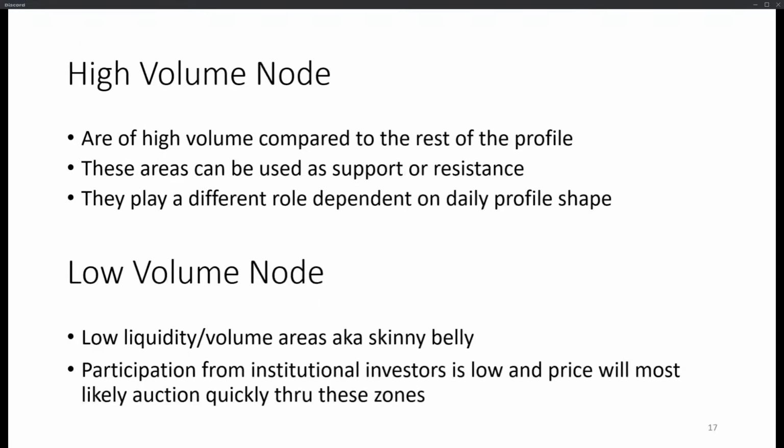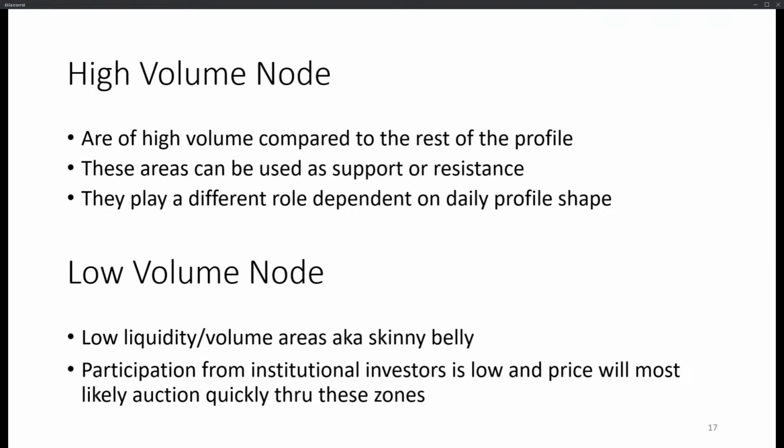Let's see, high volume nodes. When you look at the rest of the profile, we've spent a lot of time on those. You will see high volume nodes like a little large shelf sticking out. It's still not the largest one. The largest one would be the POC. The POC in itself is a large volume node. But high volume nodes are smaller than the POC, yet they still had a lot of potential, and this usually happens when the price was either rejected from that level or got accepted somewhere else.